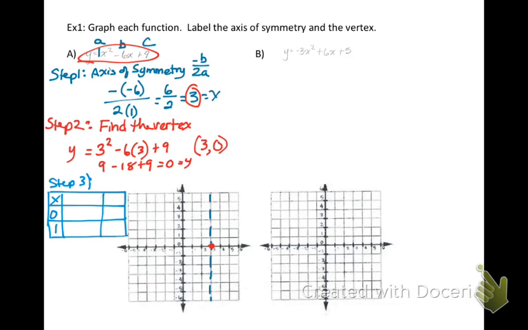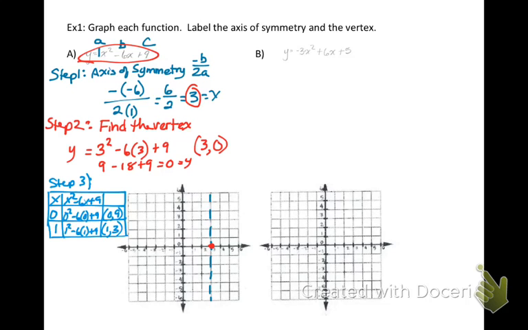I don't know if I have the space for it. So let's see, we have x squared minus 6x plus 9. So that would be 0 squared minus 6 times 0 plus 9. So that would be 0, 9. And then I have 1 squared minus 6 times 1 plus 9. And that would be 3. So it would be 1, 3.